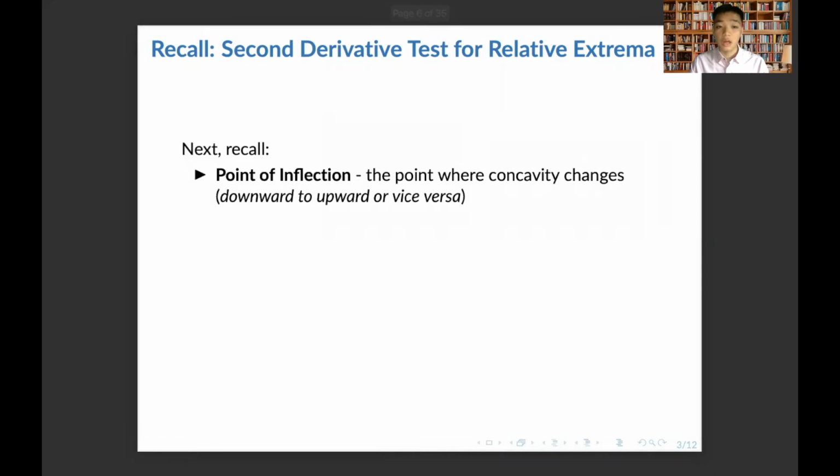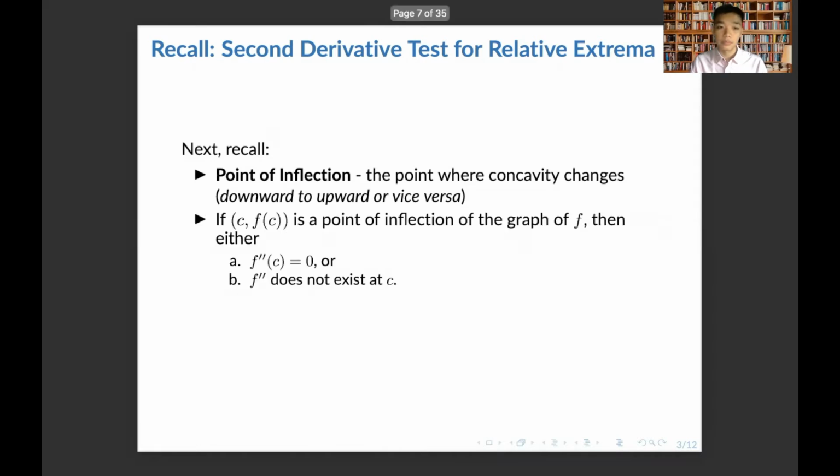Next, let's recall a point of inflection. A point of inflection is defined as the point where concavity changes. So it's either your function was concaving downward and then it started to concave upward, or vice versa. And if the pair C and f of C is a point of inflection on the graph of f, then it follows that either f double prime of C is equal to 0 or f double prime does not exist at C.